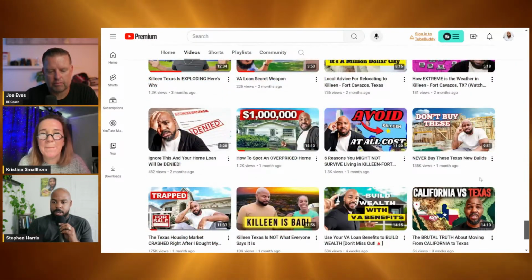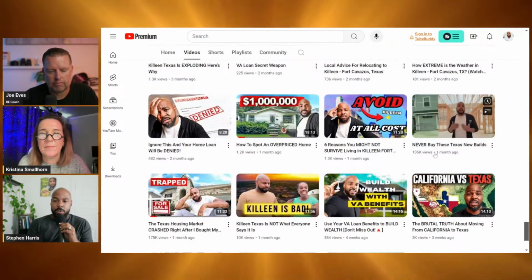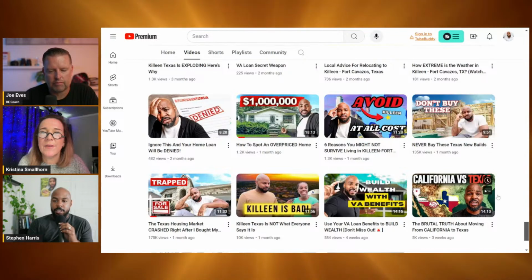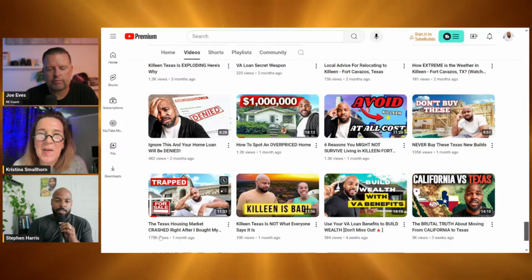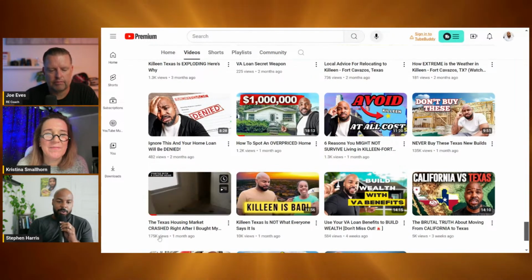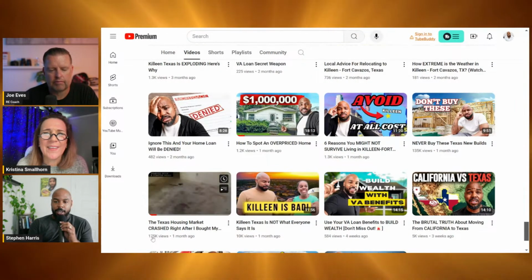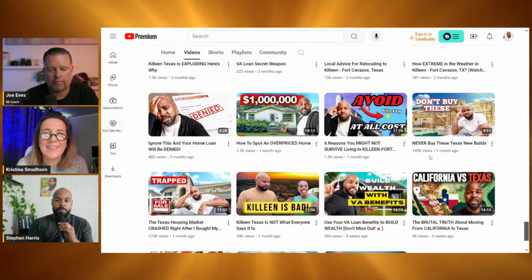So this one right here, and I got 2 of them that went, and they're very similar. So if anybody wants to pick up on that pattern, you can. There's this one, Never Buy Texas New Builds, and then this one, the Texas housing market crash. That one did 175K, and it brought the other one up to 135K. The Never Buy title is very similar to something I had done years ago, and then everybody else started picking up on it.